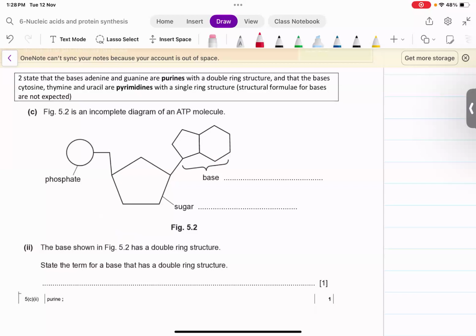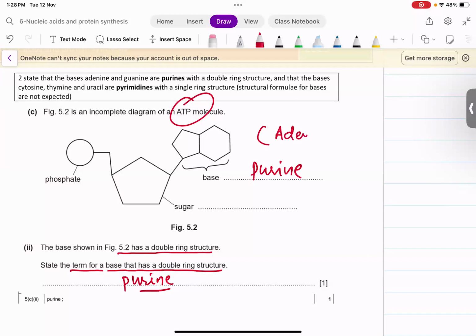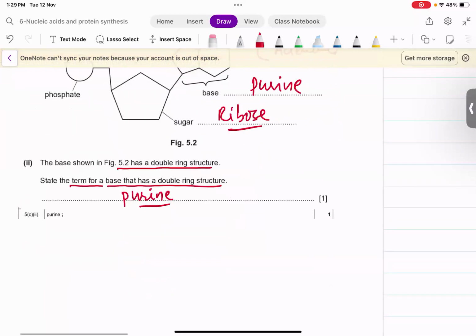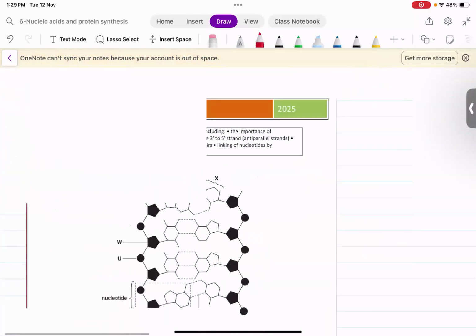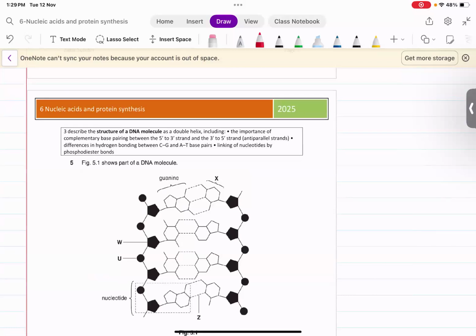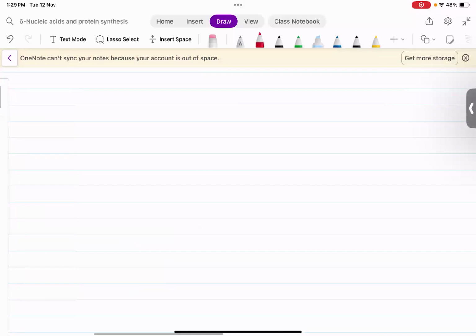Figure 5.2 is an incomplete diagram of an ATP molecule. The base shown in figure 5.2 has a double ring structure. State the term for a base that has a double ring structure. So obviously this is a purine base. A single ring is pyrimidine, a double ring is purine. So this is the purine base. And since this is an ATP molecule, this will be adenine, and this will be ribose. Okay, so once you have understood the structure of nucleotides, now let's see the structure of a DNA molecule.